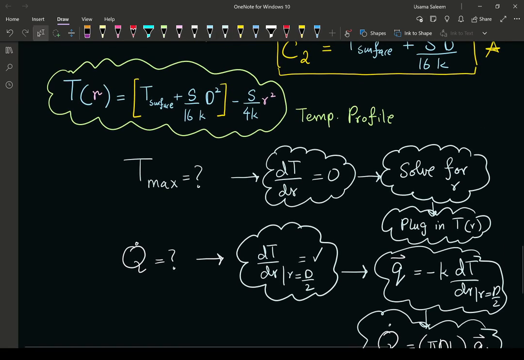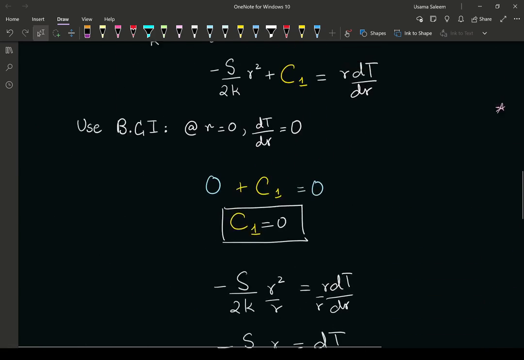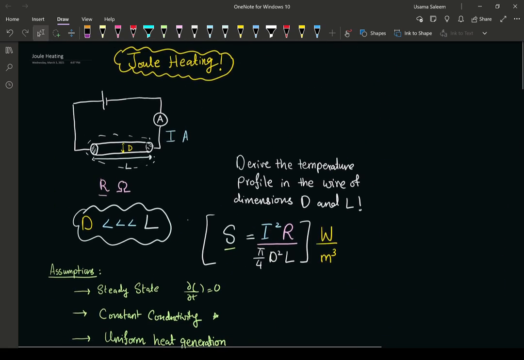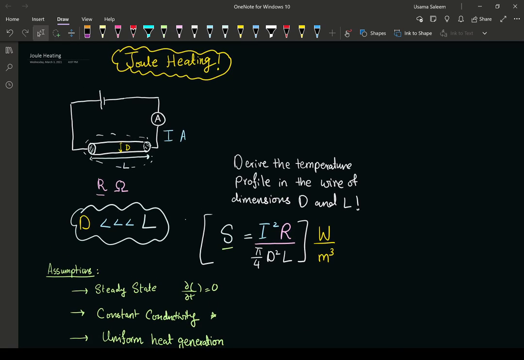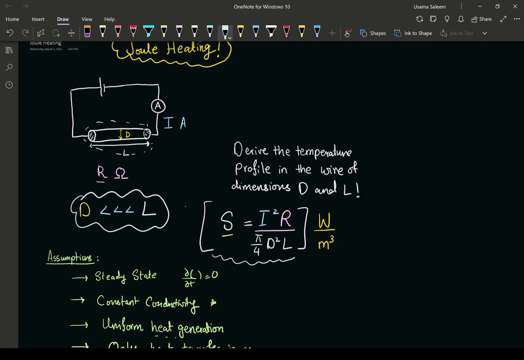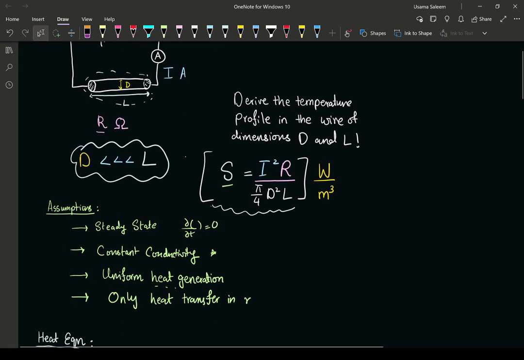I hope this was helpful. And just to give you guys a quick recap of what we did. Joule heating. Keep in mind that Joule heating is one of the ways in which we can have heat generation in our system, due to electrical resistance. And I just used some basic high school physics, and this is going to be my generation term. My assumptions: steady state, constant thermal conductivity, uniform heating, only heat transfer in the radial direction.